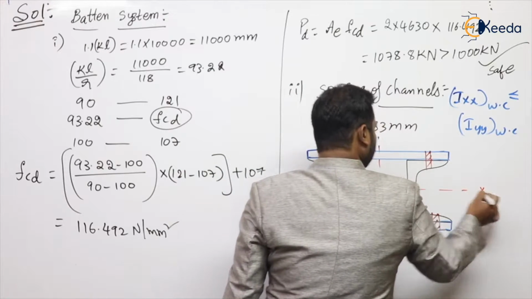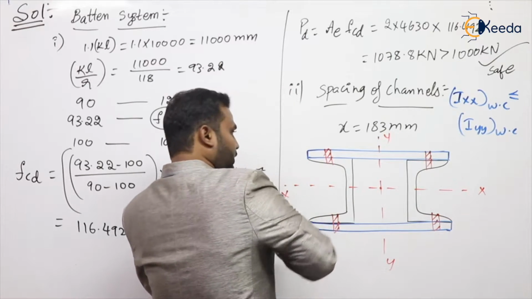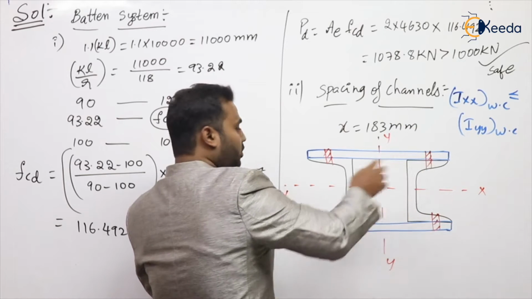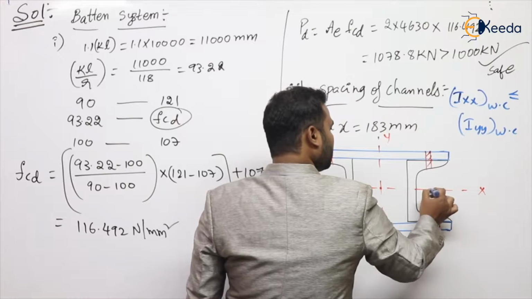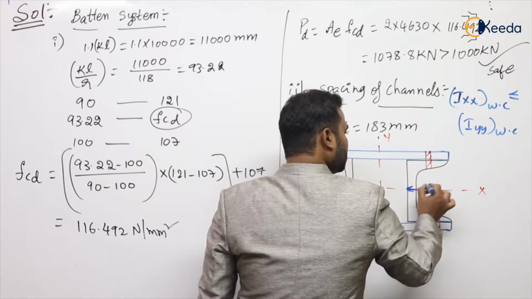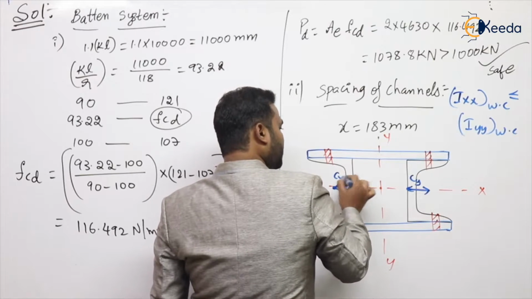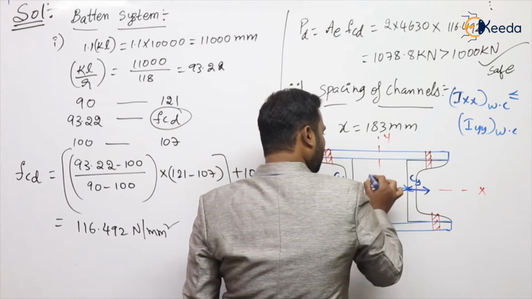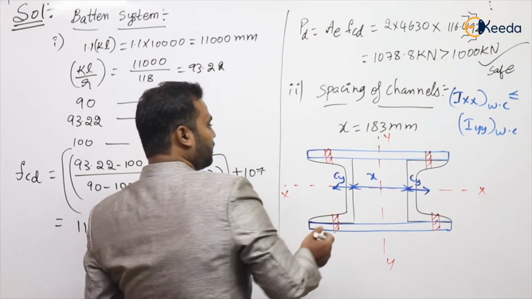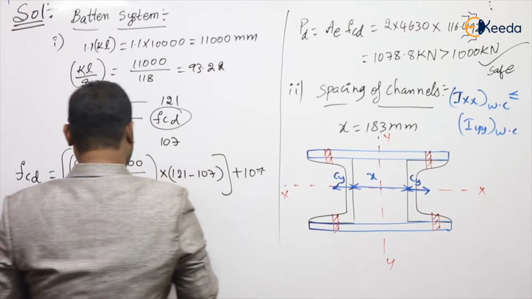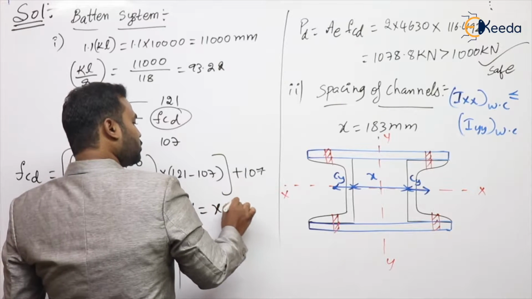These were the axes. This is xx and this is yy. Here lies the CG of the whole built-up column, and here lies the CG of the individual channel. This distance is Cy, and the same way, this distance is also Cy. And this distance is x. Now there exists one parameter here, that is alpha. We represent that parameter with alpha. Now alpha is equal to x plus 2Cy.